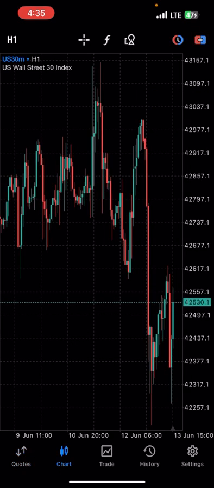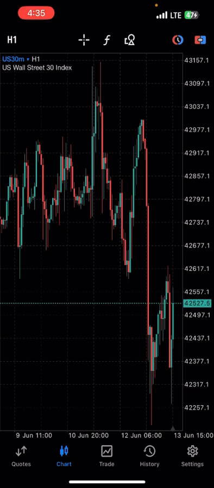Charts is literally where you're going to see your charts so that you know what's happening in the markets. And this price that you can see written in black inside a green box, that's literally the current market price. So you can see that it's moving, it is not stagnant.